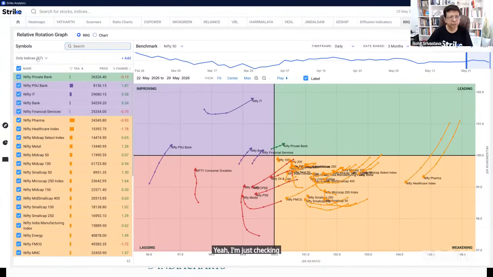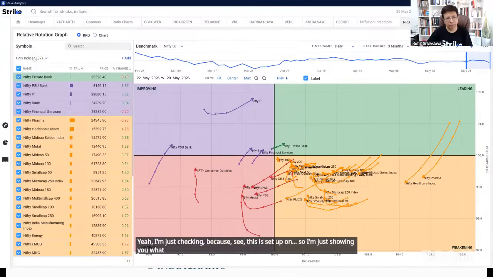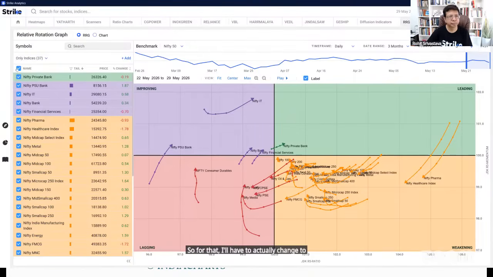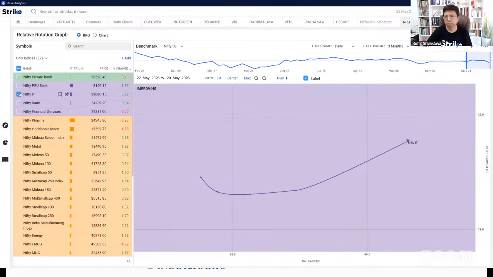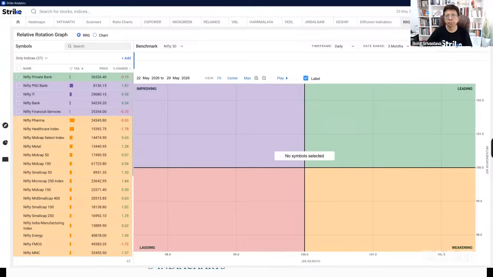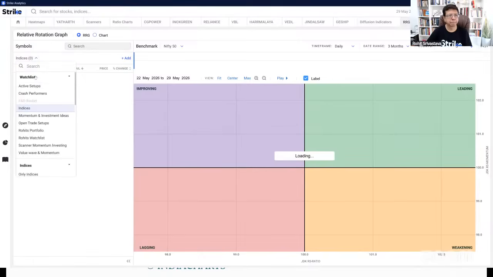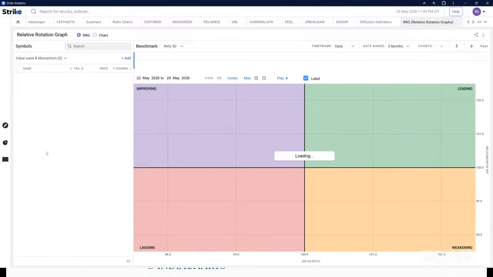I'm just checking, because this is set up on only indices right now, so I'm not seeing anything. I'm just showing you what may be possible. Now, if I take stocks instead of indices, I'll have to change it. I have explored, and it's not there actually.